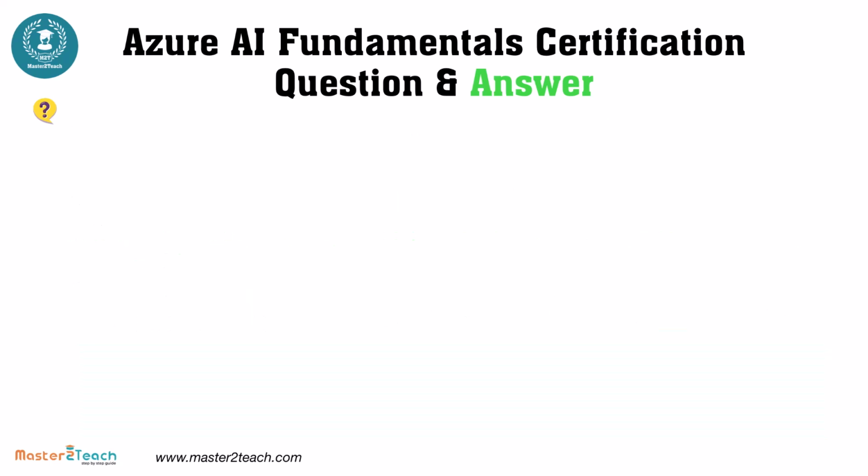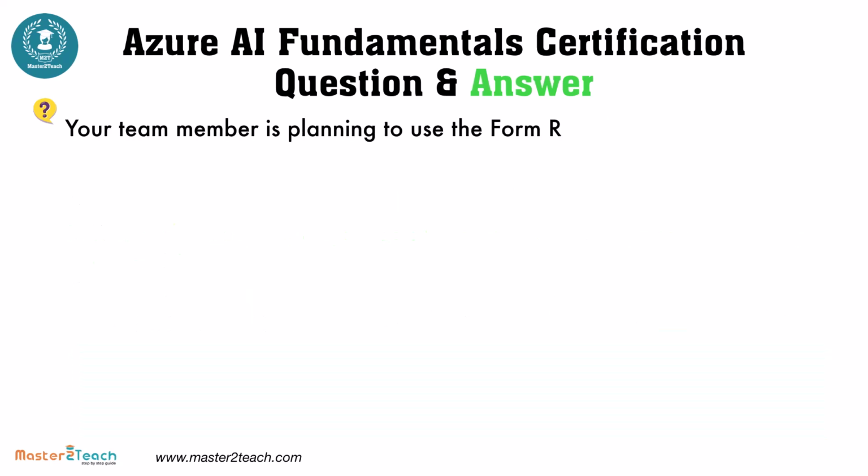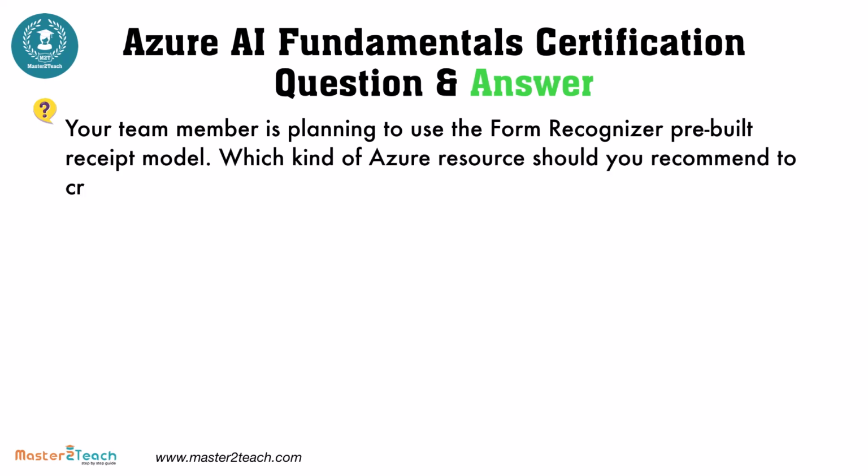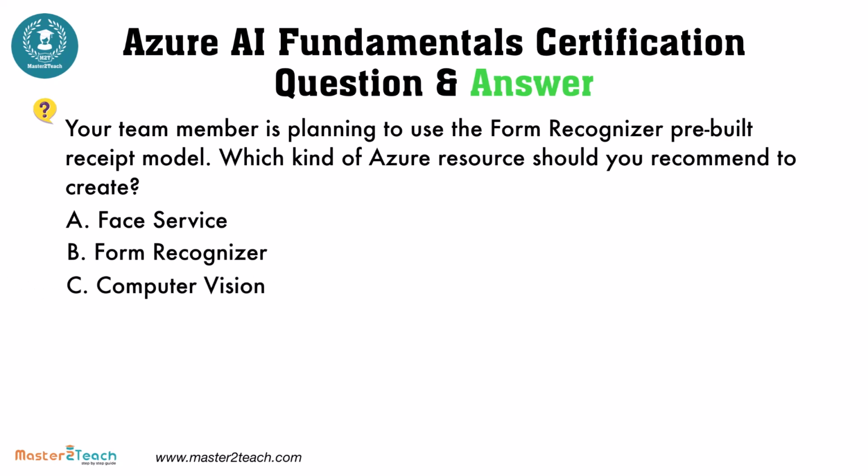Your team member is planning to use the form recognizer pre-built receipt model. Which kind of resource should you recommend to create? The options are A. Face service, B. Form recognizer, C. Computer vision.